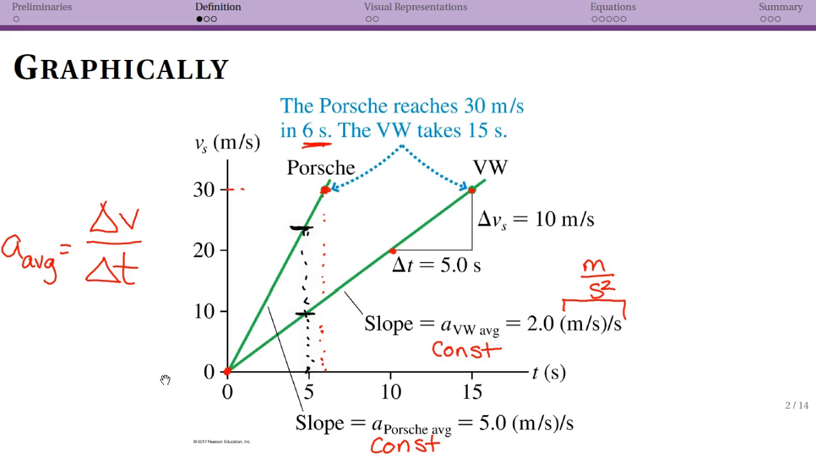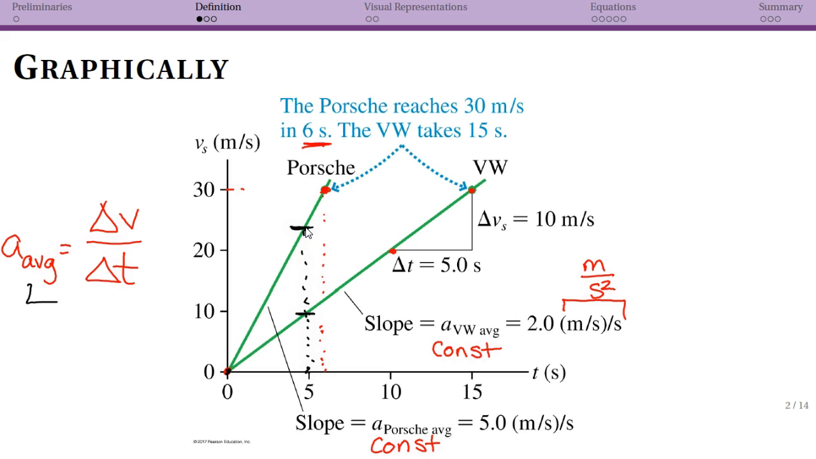So they both started from rest. 5 seconds later, our Volkswagen is going 10 meters per second. Our Porsche is going 25 meters per second. So in the same amount of time, the Porsche can get to a higher speed.